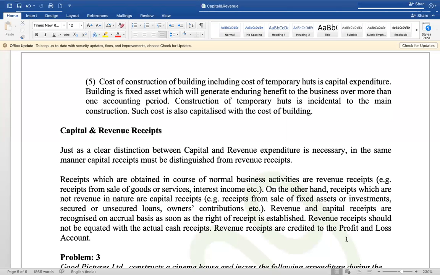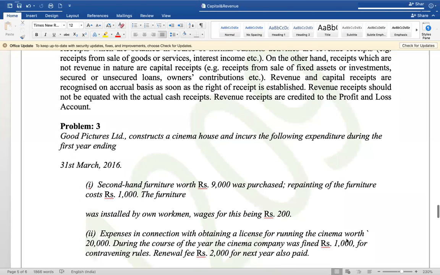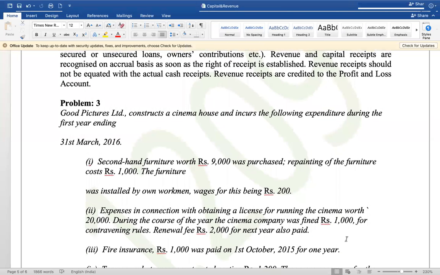That's the final conclusion. Now, as I told you, the revenue receipts and revenue expenses enter the profit and loss account, while the capital receipts and capital payments enter the balance sheet. The revenue expenses and revenue receipts are recorded in the profit and loss account. But capital receipts and capital expenditure we record in the balance sheet.